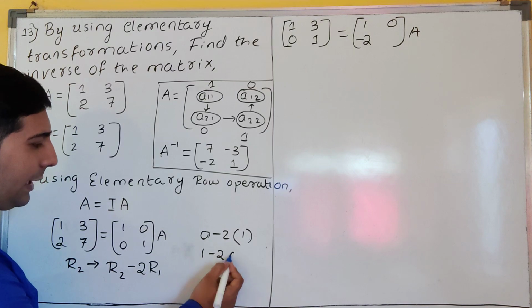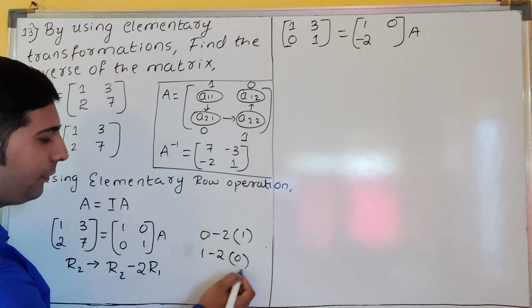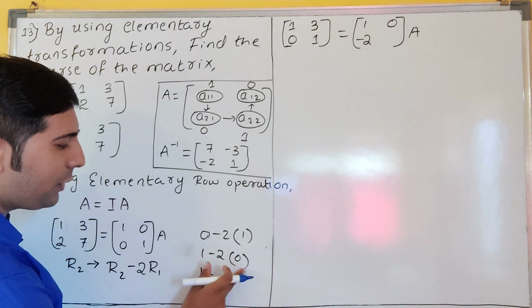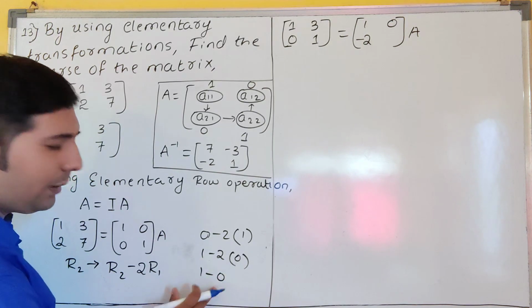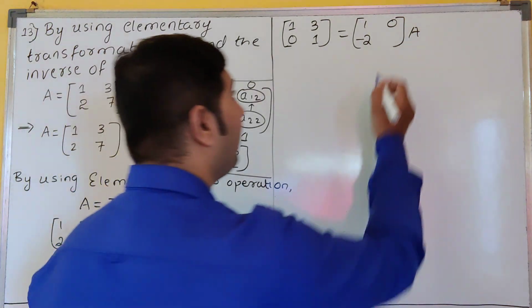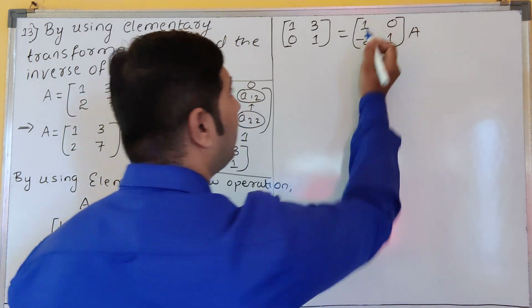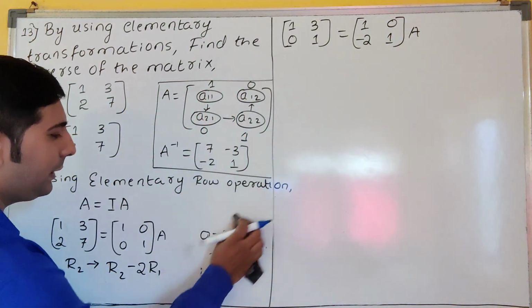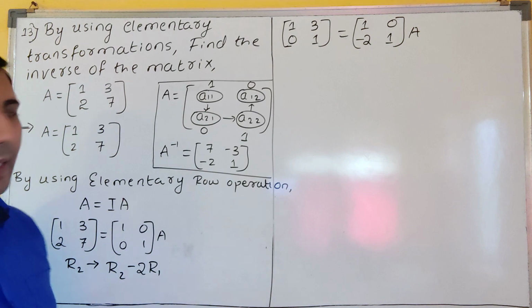So next, R2 is how much? 1. -2 into R1 is how much? 0. So -2 into 0 is 0. 1 minus 0 is 1, dear students. Don't write 0. Got it? So this is the answer that we are getting now.